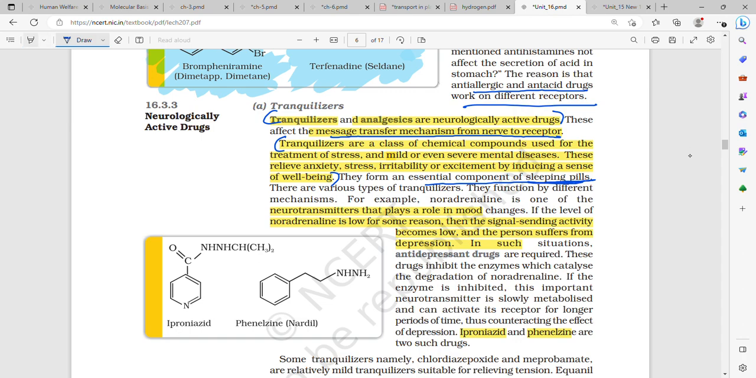For example, noradrenaline or norepinephrine is one of the neurotransmitters that plays a role in mood changes. Our adrenal gland releases two hormones, adrenaline and noradrenaline. Adrenaline is also called epinephrine. Noradrenaline is also called norepinephrine. If the level of noradrenaline is low for some reason, then the signal sending activity becomes low.